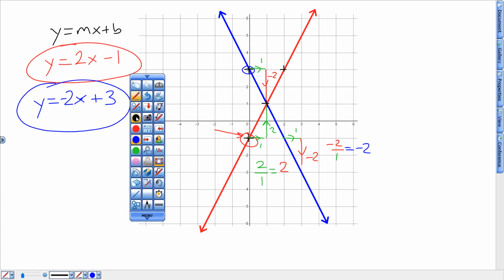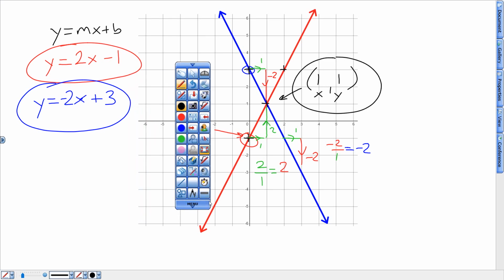All right, now I take a look at this point right here, and I write that as an xy coordinate. That's right 1, up 1. I'm going to do my double check. I'm going to plug this and this into both places.